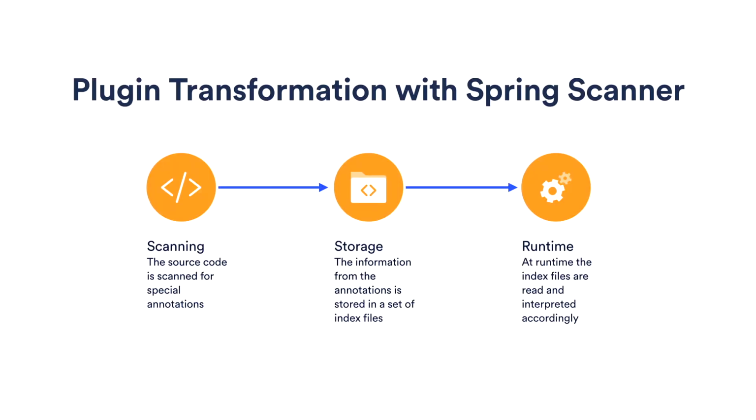Transformerless plugins differ in that the scanning and packaging required to create the OSGI bundle is completed at build time. So first, the plugin source code is scanned for special annotations. Then the information from the annotations is stored in a set of index files. Finally, at runtime, the index files are read and interpreted accordingly. This approach is really useful, but you'll need to spend a little bit of time familiarizing yourself with Spring Scanner annotations.